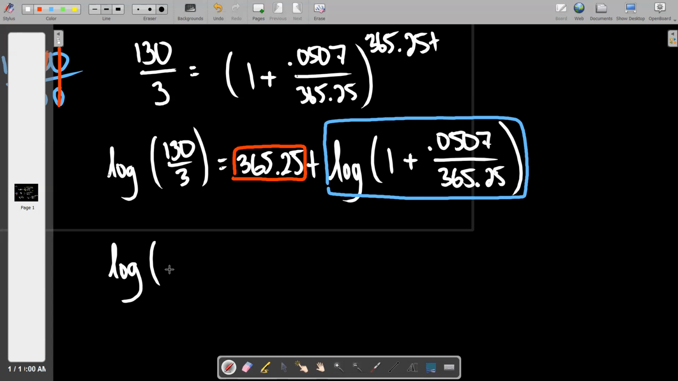So I'm going to type in log. It's going to open parentheses. I'm going to type in 130 divided by 3. I'm going to make sure I close those parentheses. That's really important. That ends the log. And then I'm going to hit another divided by, and then I'm going to do 365.25. And if at this point you'd like to, hit enter, and I'll get caught up to you so that we can all agree on the answers at this juncture.